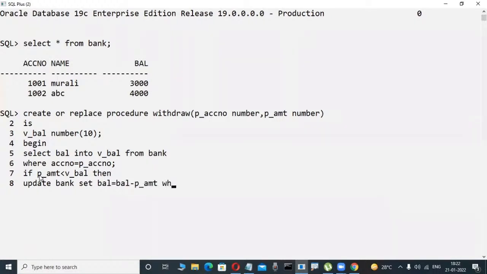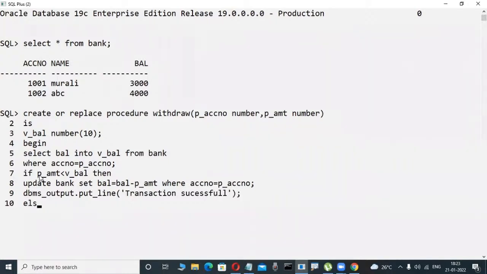Some coding is there. Okay, fine. Now check it out. Here I am writing some message, like in Java. Some message I try to display: your transaction is successful. Transaction successful. Don't worry about this one, just observe it here.